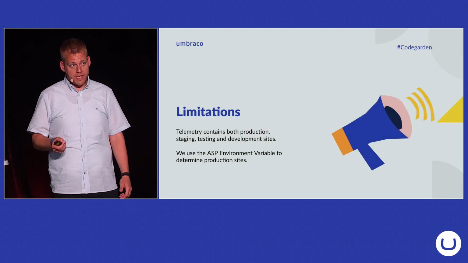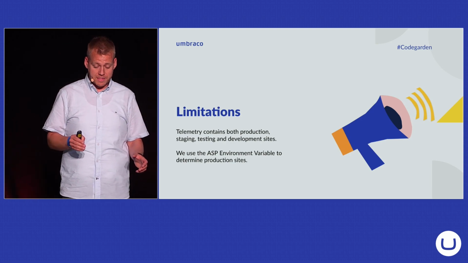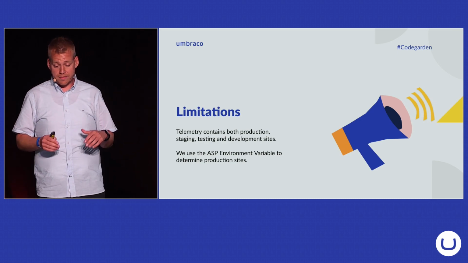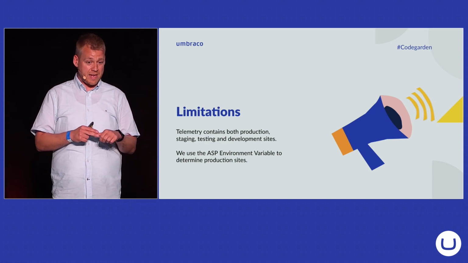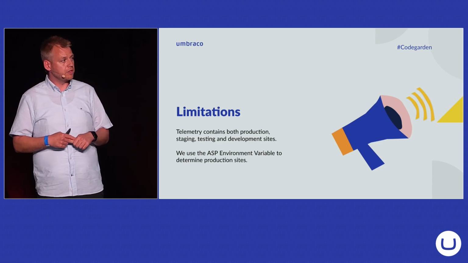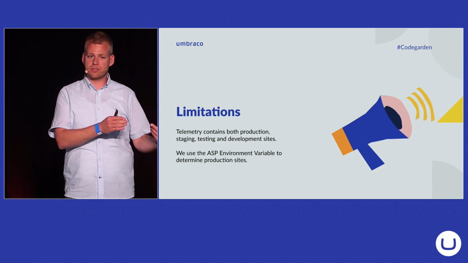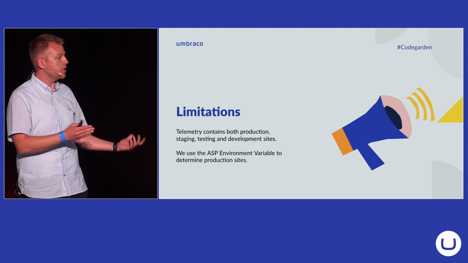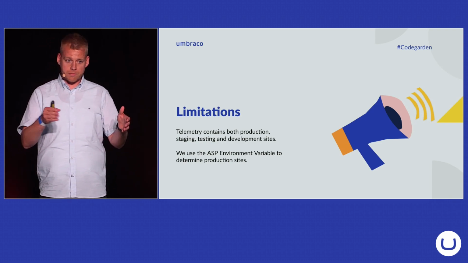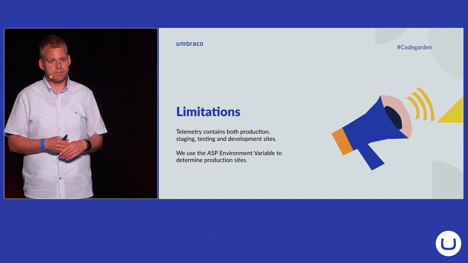Before I show any data, I want to set some expectations, because there are some limitations. So we only have data from the latest versions of 8 in general, and we don't have a bulletproof way to determine whether a site is in production or in development or staging and testing and so on. We use the ASP environment to determine if it's production. If it says production, we decide maybe it's production.